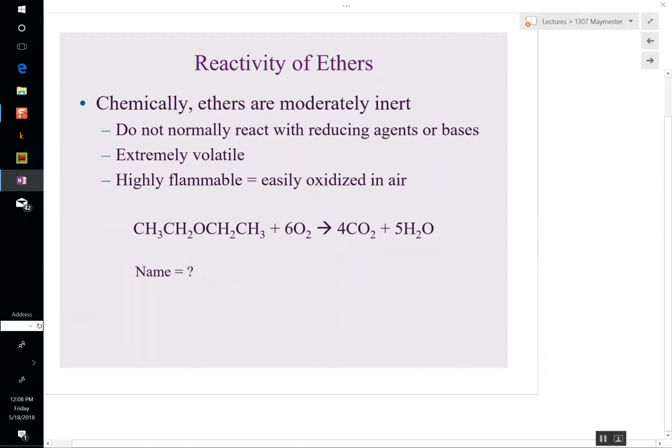Don't worry about it, but you can burn ethers. They burn. Diethyl ether is highly flammable. And diethyl ether is a common solvent in an organic laboratory. You open a bottle of diethyl ether and you can smell it. You can kind of see the vapors coming out of it. But you don't want to be smoking around a can of diethyl ether. It will burn very quickly and explosively.